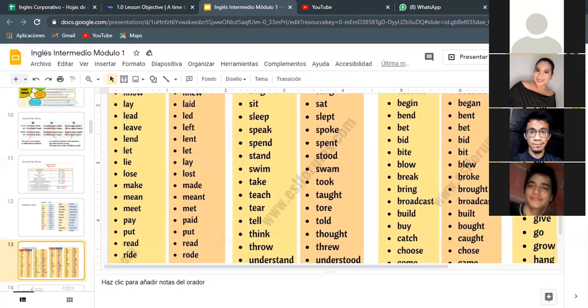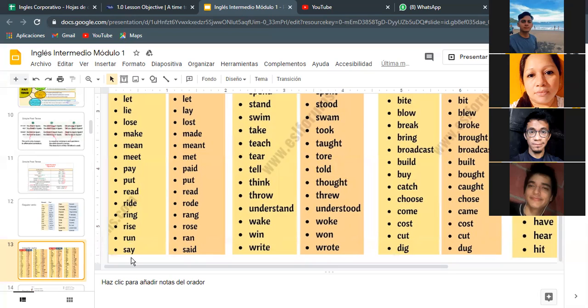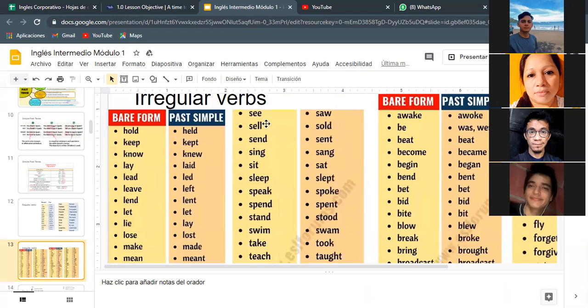Ride, road. Ring, rang. Rise, rose. Run. Say. See, saw. Sell, sold. Send, sent. Sing.